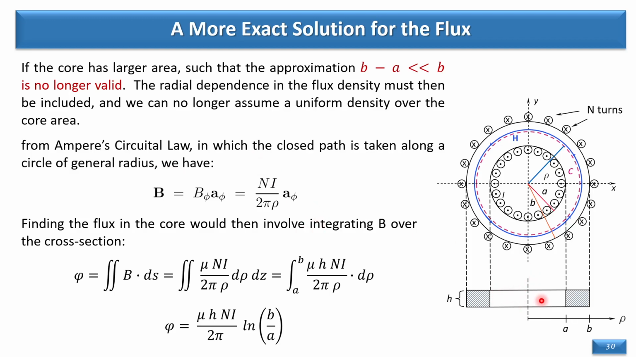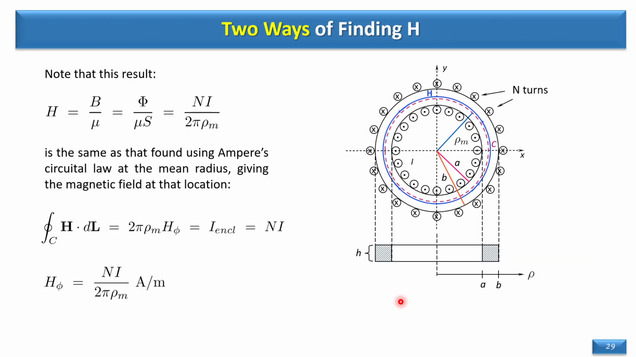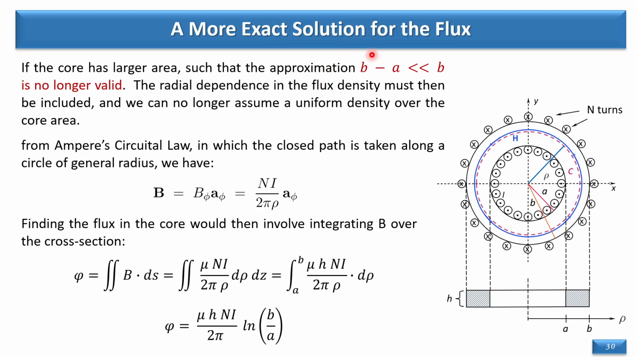In the previous solution, we assumed that this cross section is very small, so the field is uniform along it. Here we assume that B minus A is much smaller than A, so this width is very thin compared to the radius of the outer part of the core. If this is not valid, we need to calculate more accurate results.